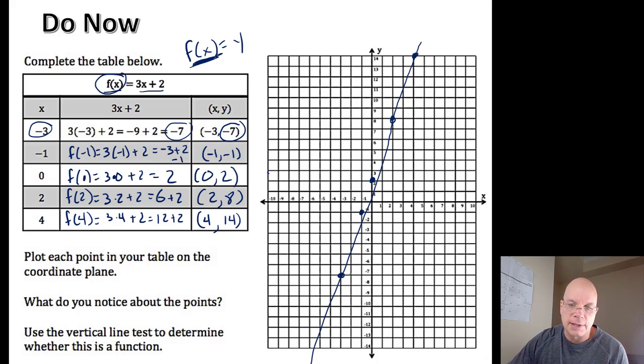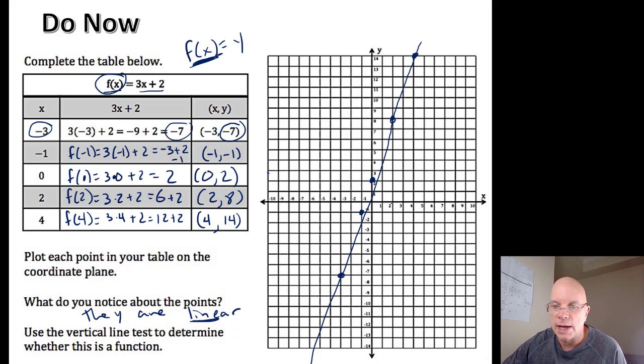Imagine I drew a perfect line. It's hard to do on the writing tablet, except in certain applications, and sadly PowerPoint is not one of them. They are linear. Linear means they make a line, so it's a linear function, it's a linear equation. And if I did a vertical line test, anywhere I drew a vertical line, it would only ever intersect one point, so this is definitely a function, it's a linear function.